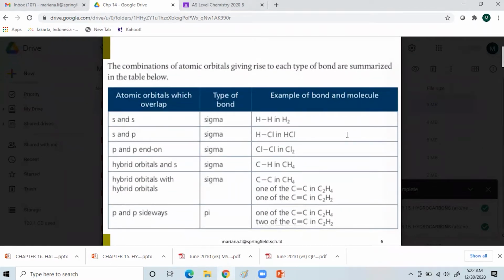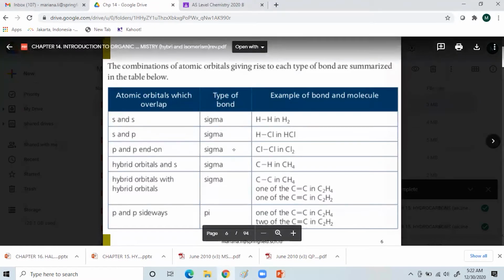Okay, this is the combination of atomic orbitals. If s and s, the type of bond is sigma, for example, hydrogen. s and p, sigma. p and p end on, that means like this, you have to see this. Okay, this is still at the bond axis. p and p end on, for example, in the Cl2 molecule. Hybrid orbital and s orbital, such as in CH4. Hybrid and hybrid, such as C and C in CH4, or C double bond C in ethene, or in ethyne.